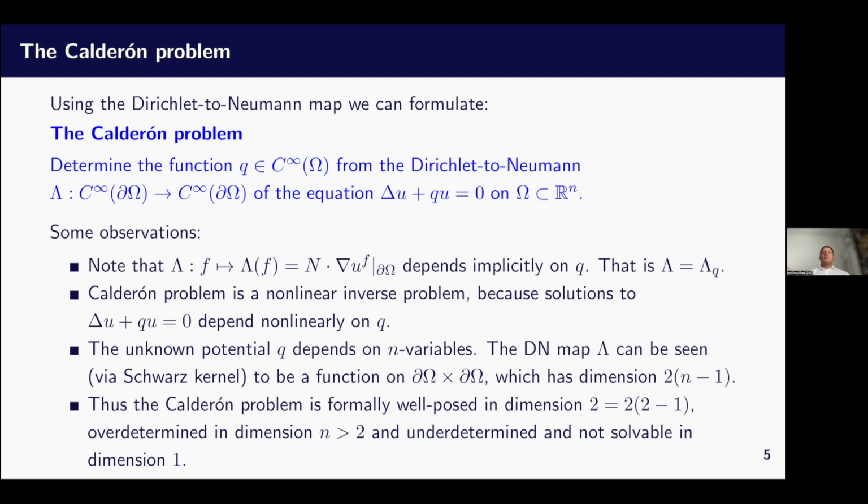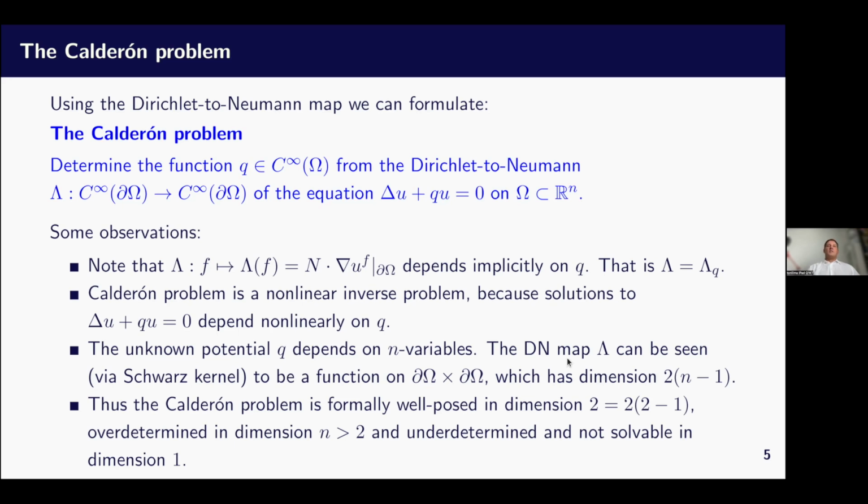Let's make some observations about this problem. Let's start very easily. Does this problem make any sense? Note that this DN map lambda depends on this unknown function q. The reason for that is that the DN map, which computes the normal derivative of the solution at the boundary, depends on q implicitly through the equation Laplace u plus qu is 0. So at least there is some point in this problem. Lambda really depends on this function q.